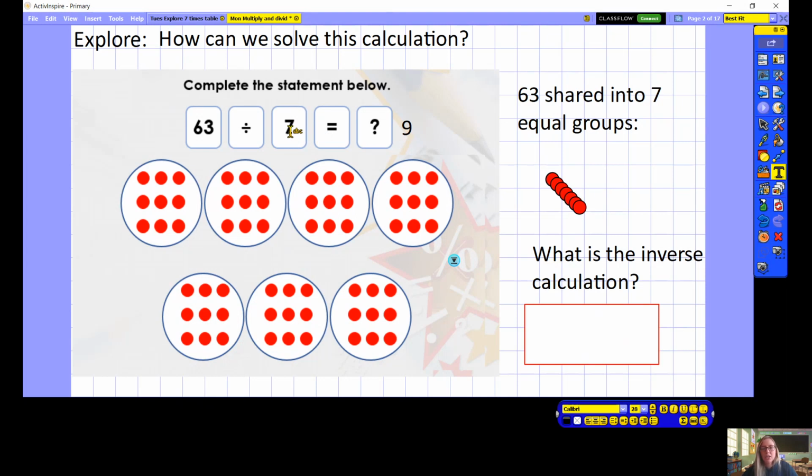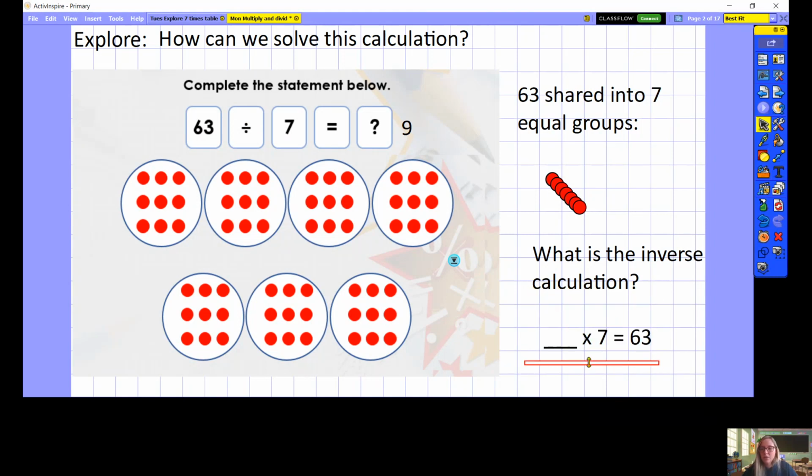And here I wrote, what is the inverse calculation? So the inverse would be the multiplication. So it would be 9 times 7 equals 63.